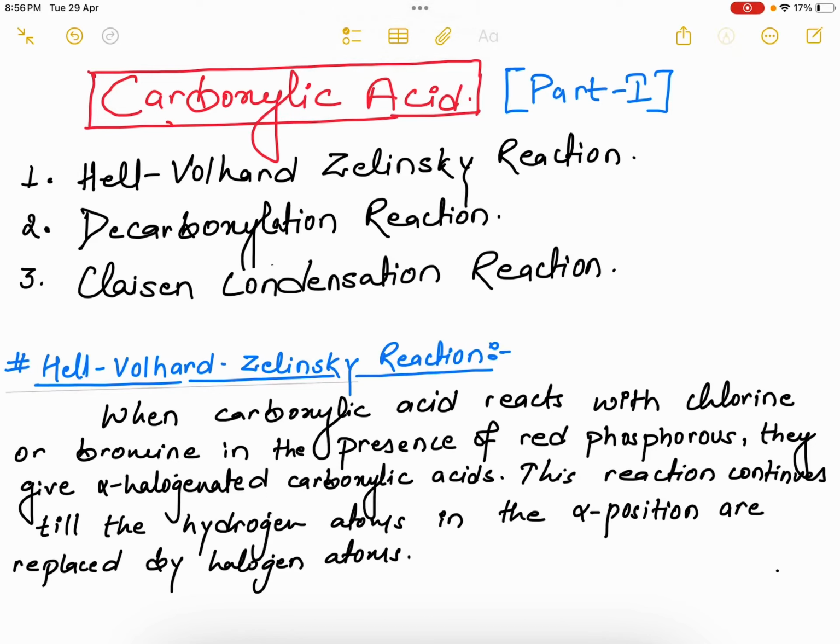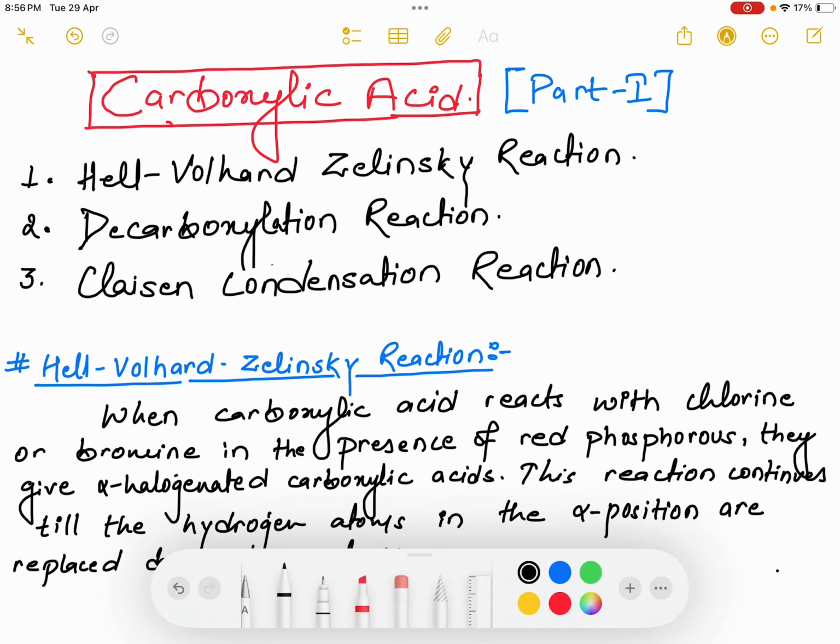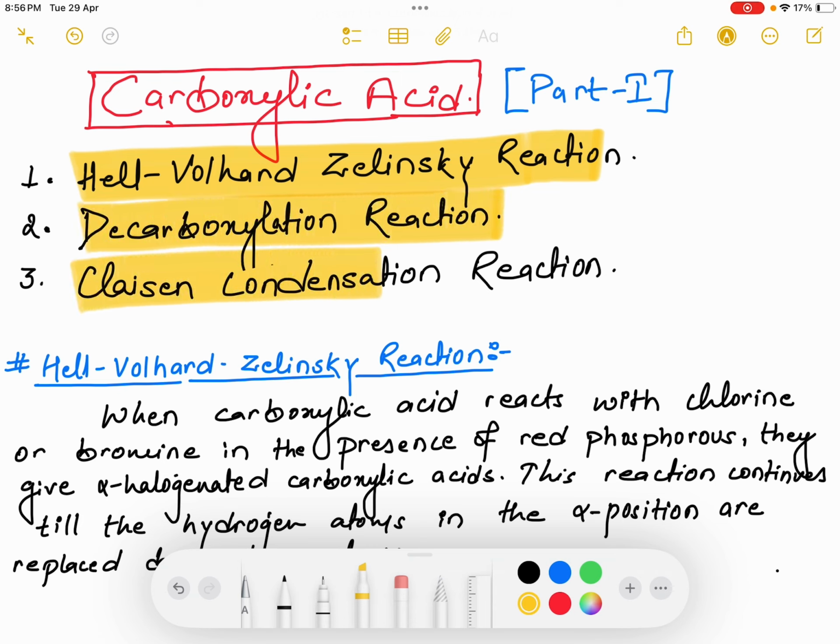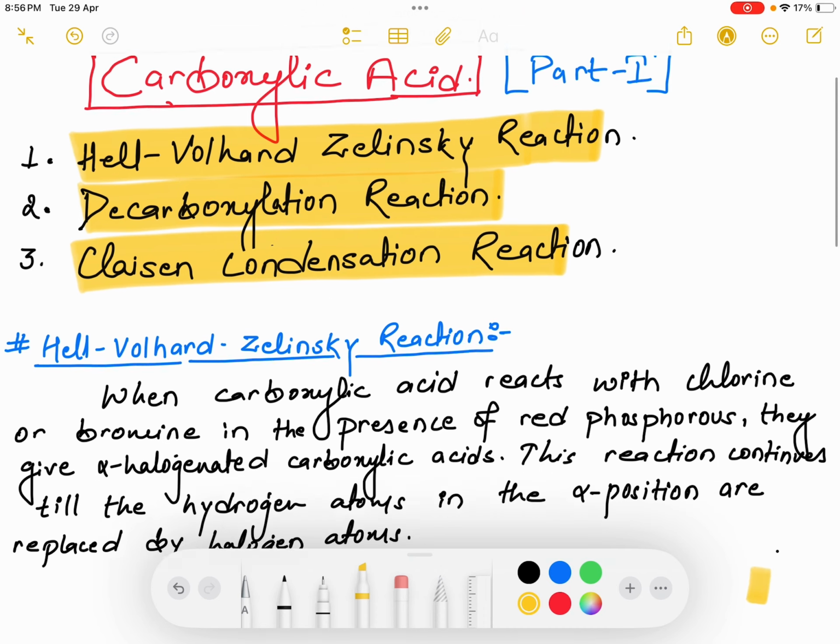And in today's video, we are going to tell about some important reactions from carboxylic acid. The very first we have is the Hell-Vollard-Zelinsky reaction. Next we have the decarboxylation reaction and the Claisen condensation reaction. You will find those questions as must-repeated ones in carboxylic acid. Let's move on with each of them.